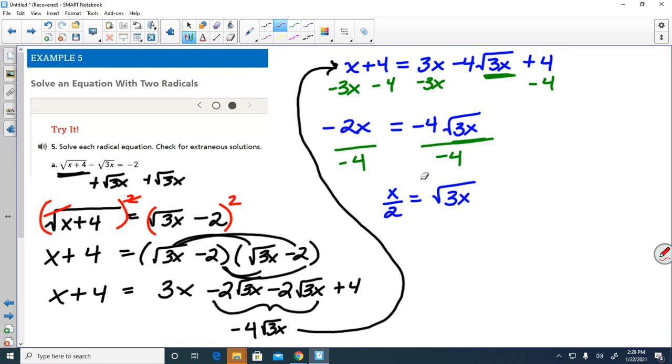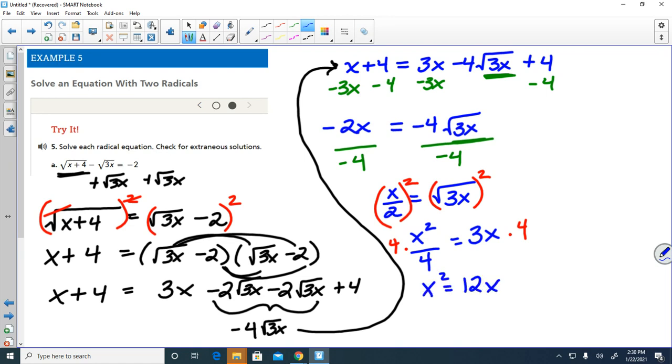Okay? Then I can square both sides. When you square a fraction, you square the top, you square the bottom. So x squared over 4 equals 3x. I can multiply both sides by 4 to get that 4 out of the denominator. So x squared equals 12x. And it's quadratic, so I want to set it equal to 0. X squared minus 12x equals 0. I set it equal to 0 by subtracting 12x on both sides.